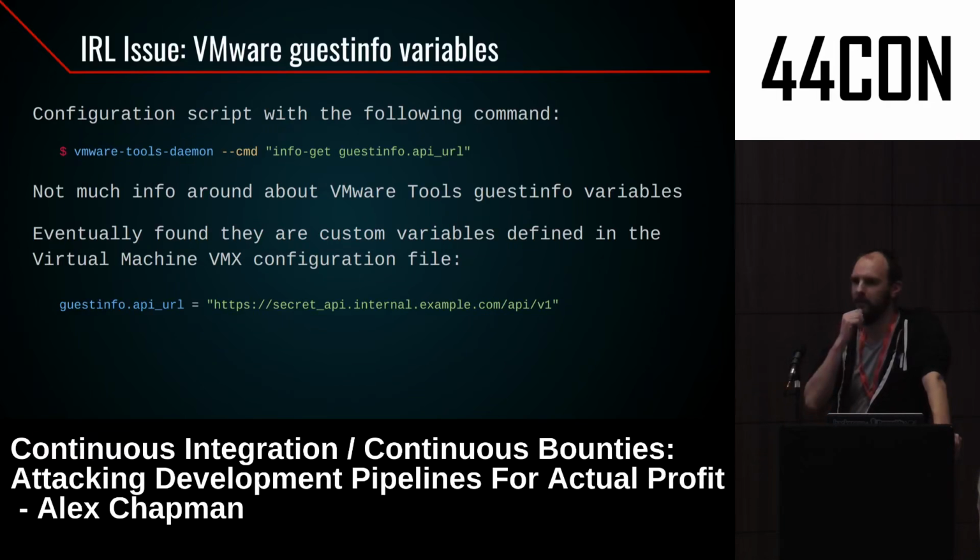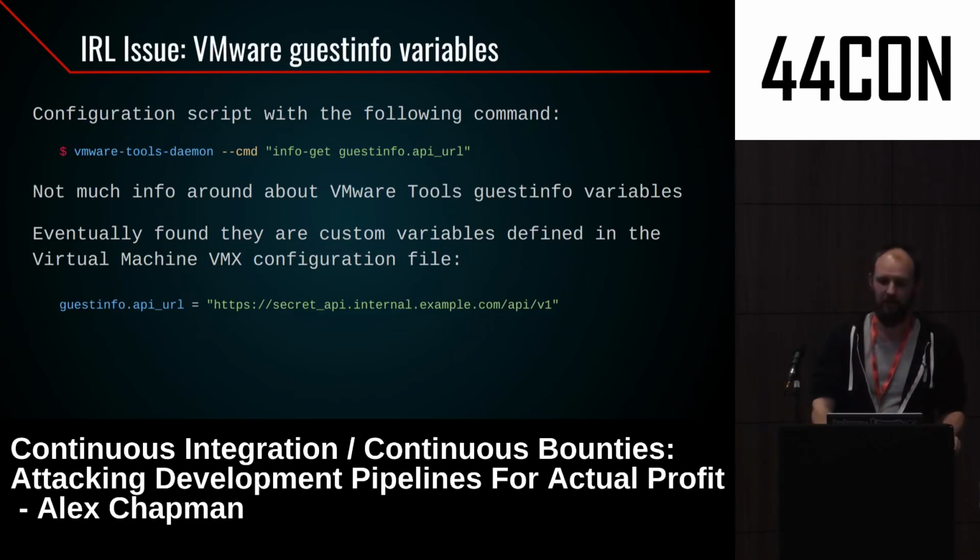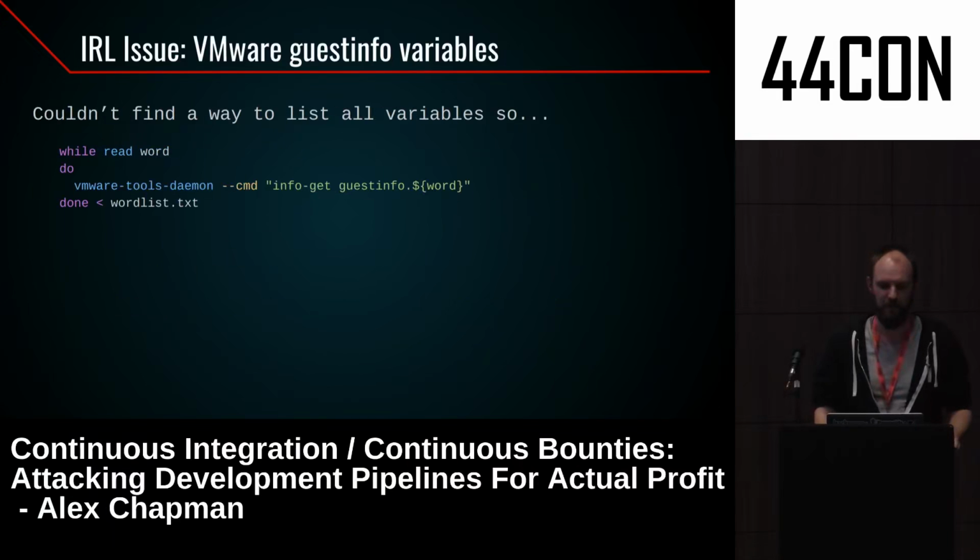So we had this API URL. Try to access it, credentials required. So doing some more Googling, I cannot for the life of me find a way to list all of these guestinfo variables that are available to a machine. So what do you do? You script up a quick brute force with a word list. I say quick brute force.